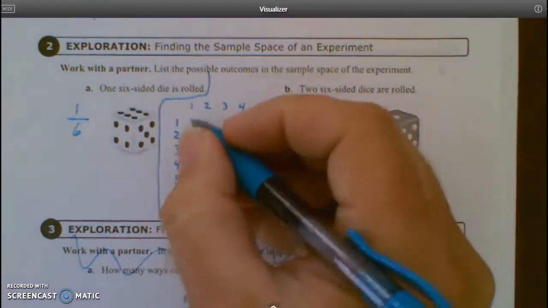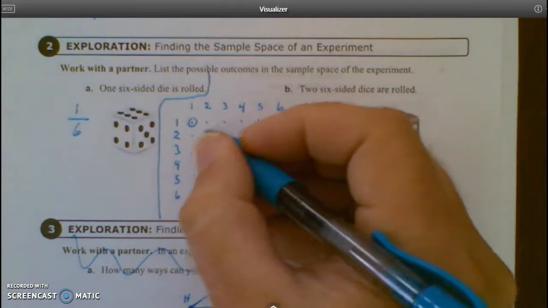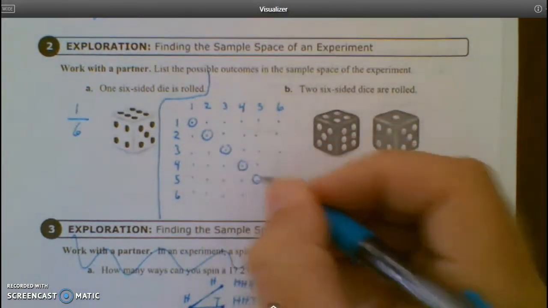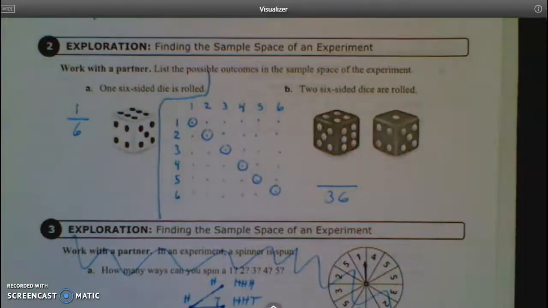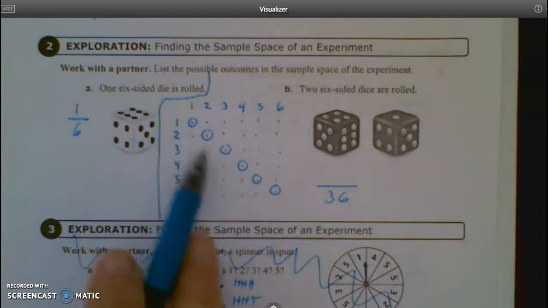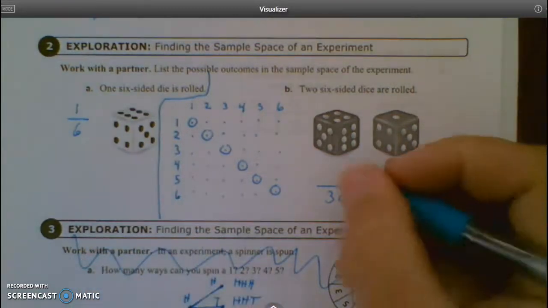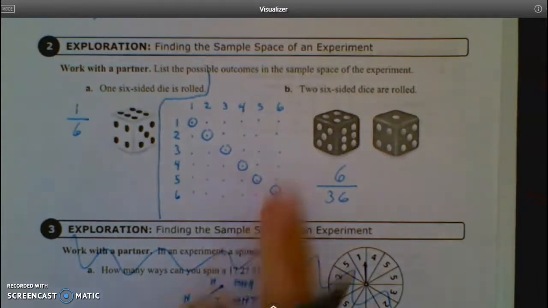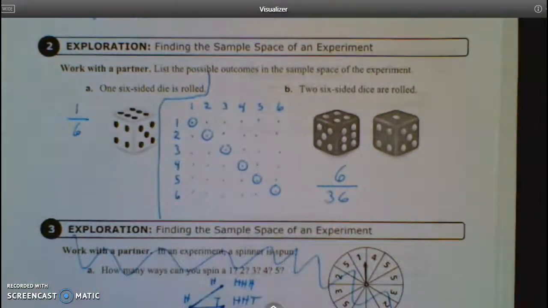Like a 1, 1, 2, 2, 3, 3, 4, 4, 5, 5, and 6, 6. Right? So what's the probability of getting doubles? Well, just count them. Right? There are 6 out of the 36 that are doubles within that diagram. So this becomes really helpful for answering questions on 2 dice.